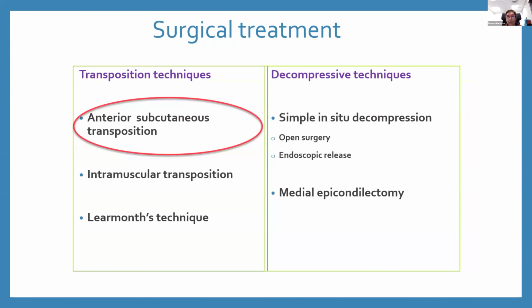So I would say that these are cases where you have a tendency to subluxation, or a frank dislocation, so if you have a hypermobility of the ulnar nerve, simple in situ decompression is probably not your best technical choice, and you should go for an anterior subcutaneous transposition. And this is a concept that Lucas also emphasized at the end of his presentation.